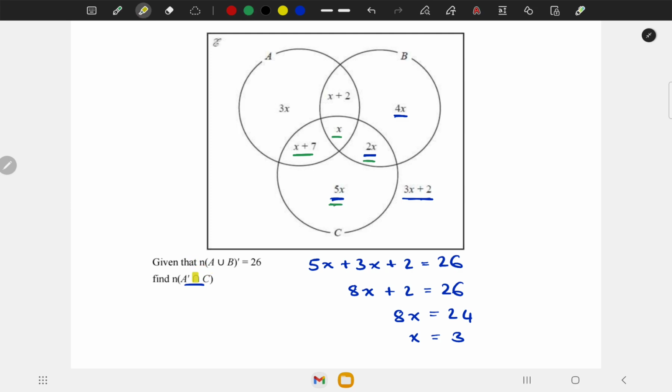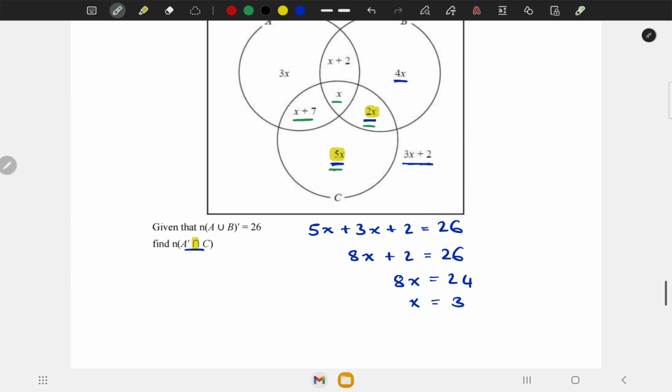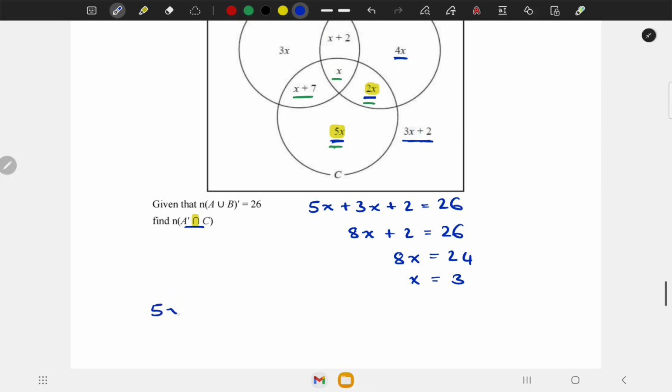Because the question was looking at the intersection, it's what's common between these two. If it was the union, I would be taking everything that's underlined. But because I'm looking at the intersection, I'm looking at what is appearing on both. So which one has the double lines? It's the 5x and the 2x. So I'm going to add 5x plus 2x, and that is going to give me 7x.